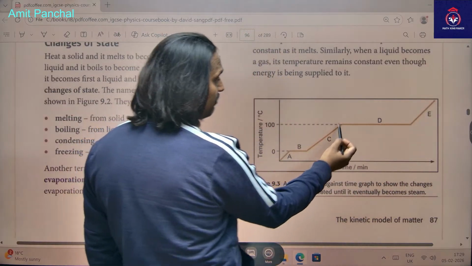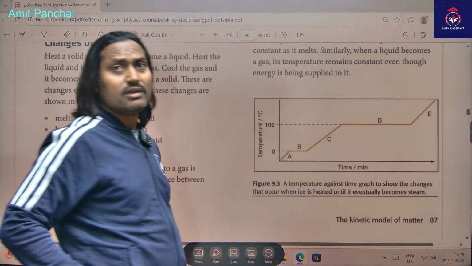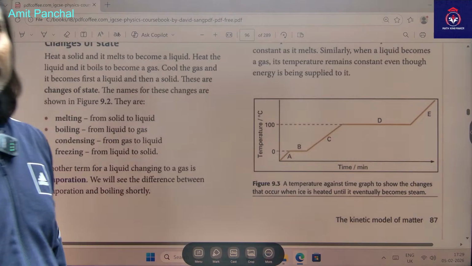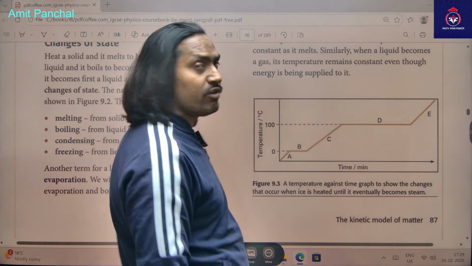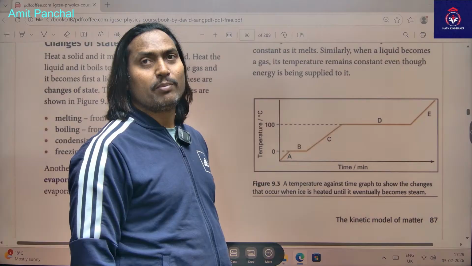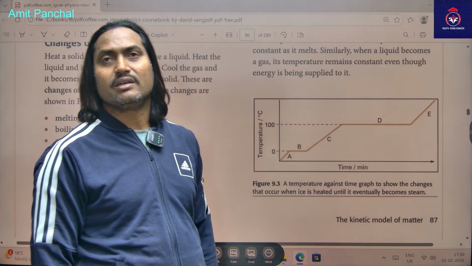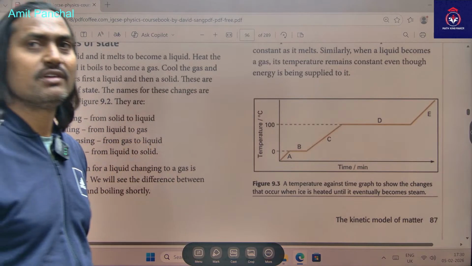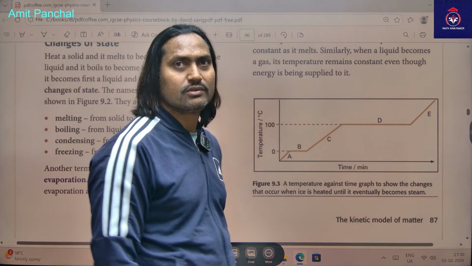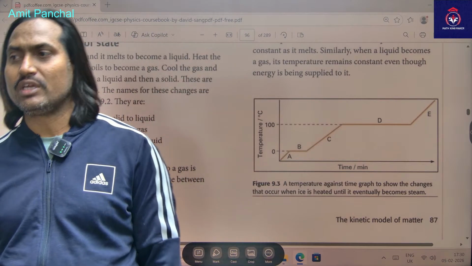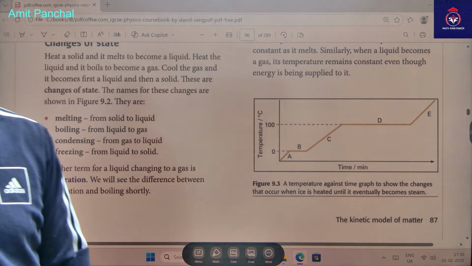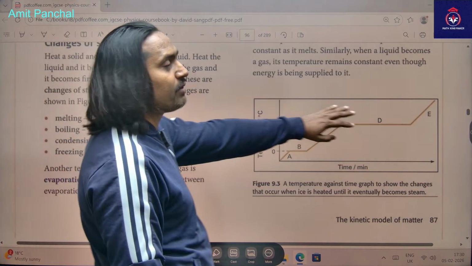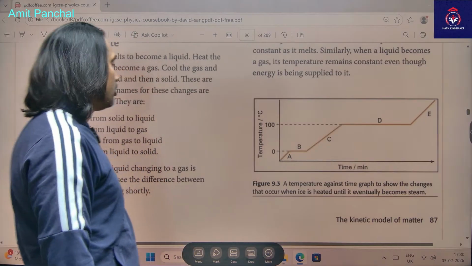So what is happening from here to here? It is absorbing some heat. That's why vapor is more dangerous than 100 degree centigrade water, because it has latent heat. So vapor absorbs more heat. So you understood that graph properly? Change of state, how it is happening.